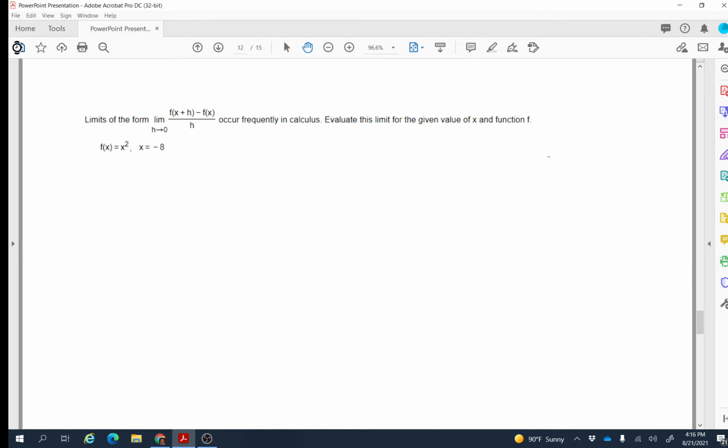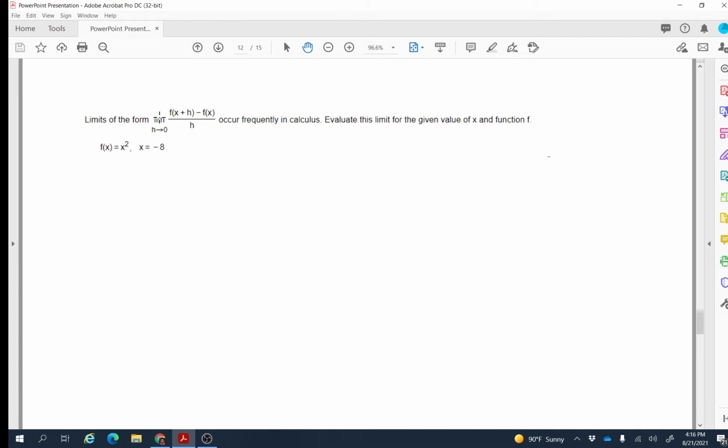Okay, this is the expression we use in section 2.1 for finding the slope of the tangent line, and this is quite a useful expression. It is a limit of this form, and you can see this expression quite frequently. So let's find out this expression for this particular function when x is negative 8.